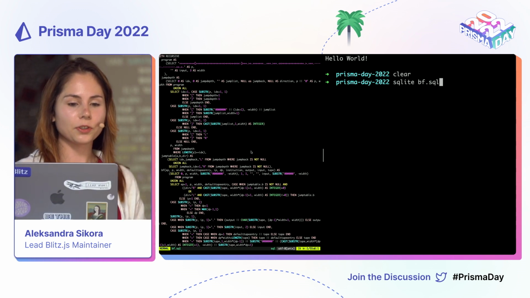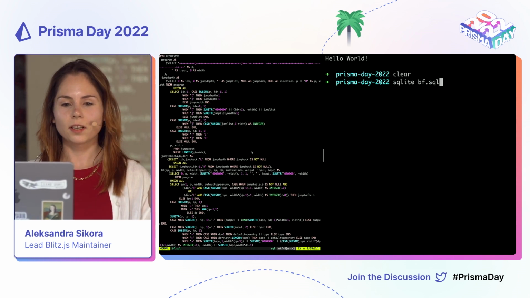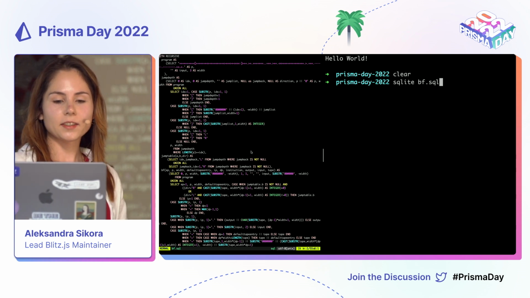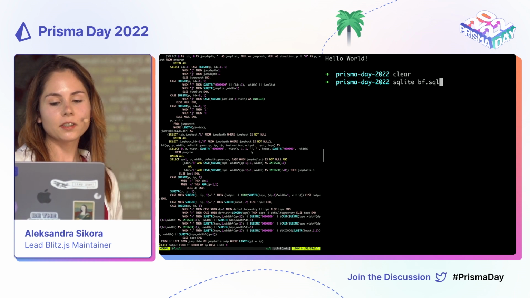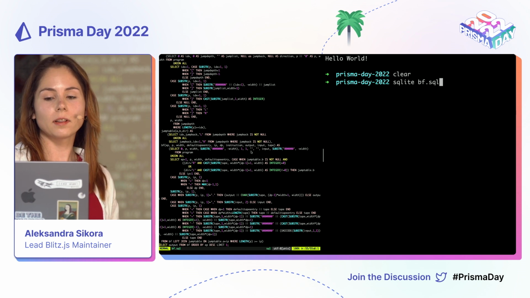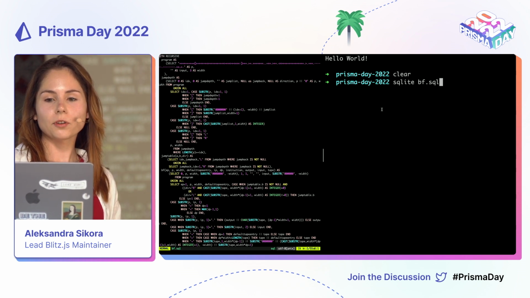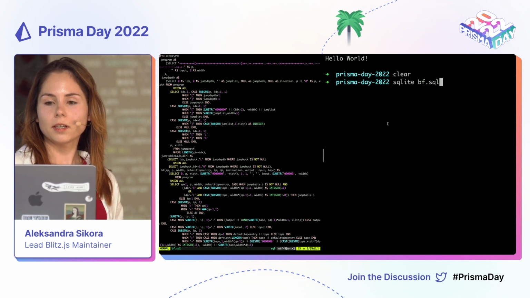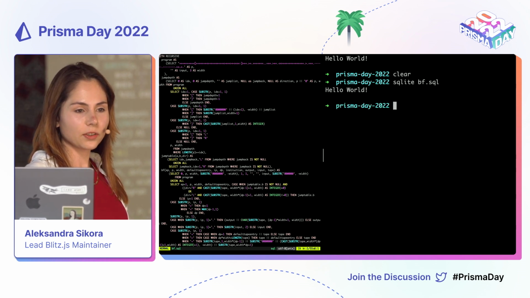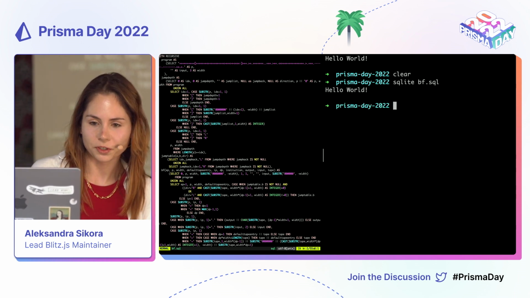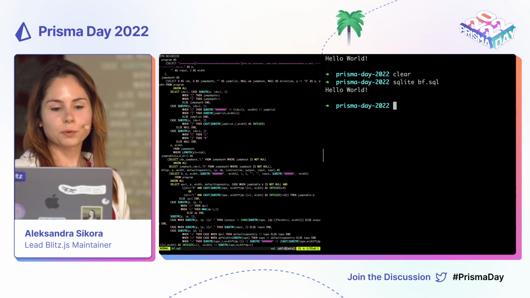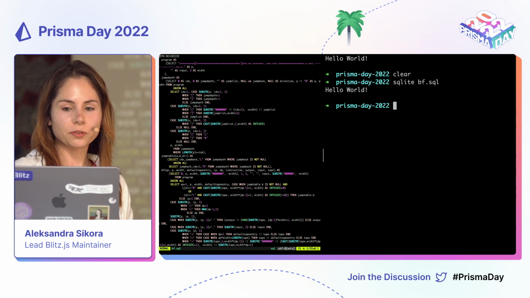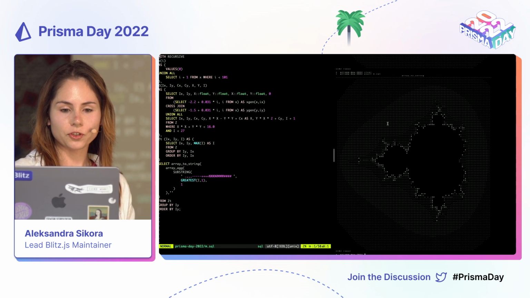This is the code on the left side. It's only 55 lines. And now I'm going to run it in the second terminal. And we printed hello world. And we did all of that with recursive common table expressions.